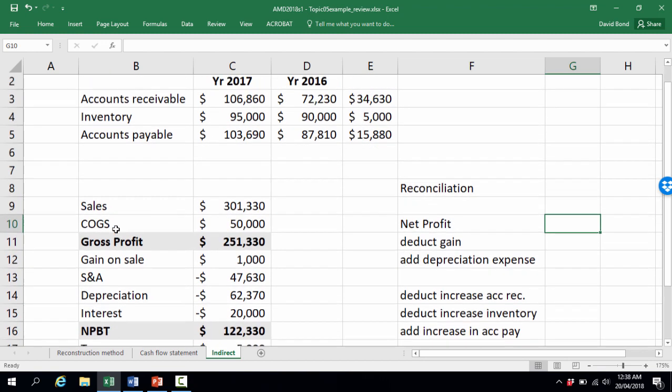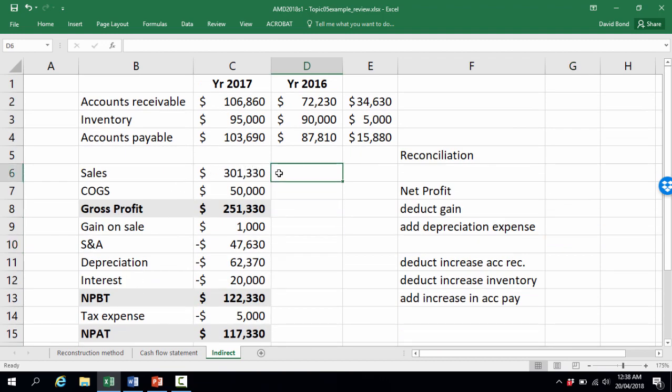I've also added in what the profit and loss statement would look like. So sales, less cost of goods sold, gives you gross profit. Add in the gain on sale, take away sales and admin expense, depreciation, interest, gives you net profit before tax. Take away tax expense, gives you net profit after tax. So we start with net profit. We then strip out the gain, because that gain has effectively been added to sales to get to a net profit after tax. However, that gain is not going to be the cash flow, but the cash flows associated with that gain end up in the investing section.